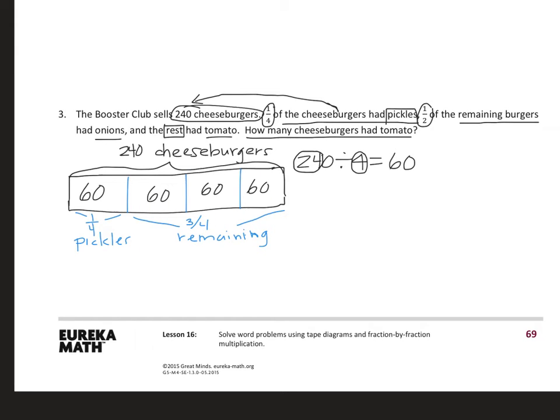these 180, had onions or tomatoes. And so now we're going to draw a little arrow pointing down, and we're going to replicate what's remaining. And remember that this 360 is 180, so this right here represents 180. And it says that half of the remaining burgers, so half of this little tape diagram, had onions. So here are my onions. And here are the tomatoes.